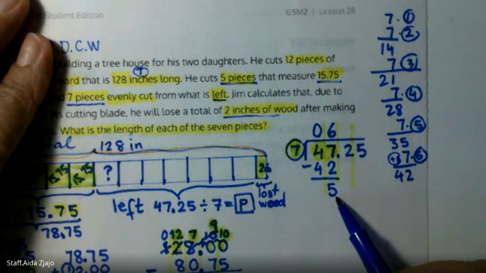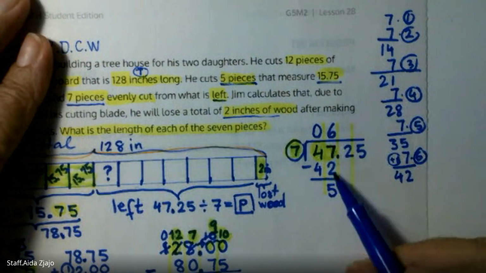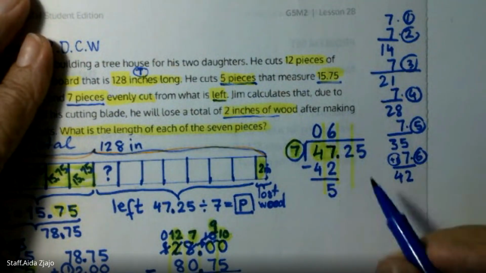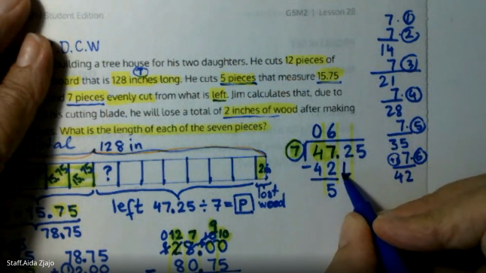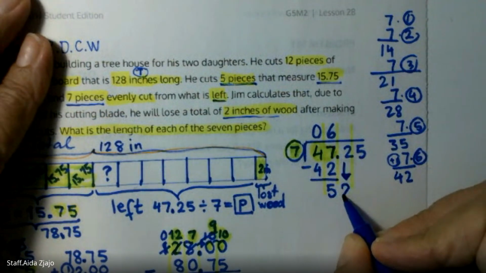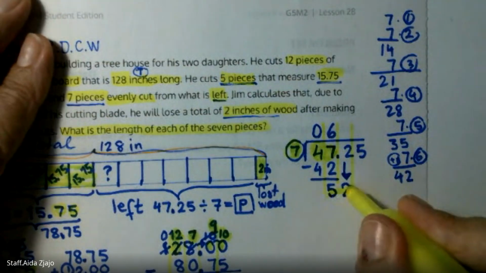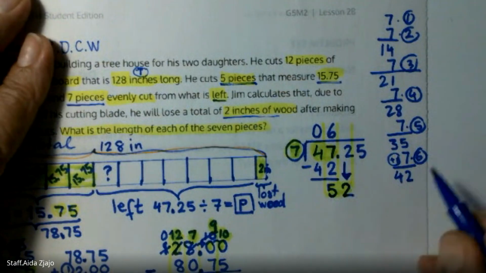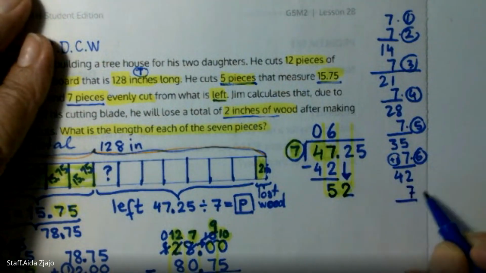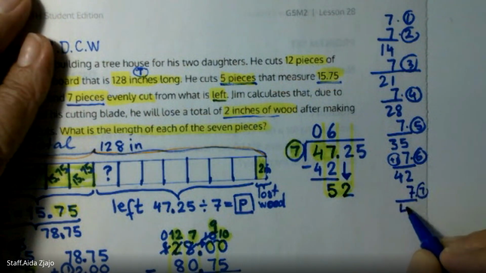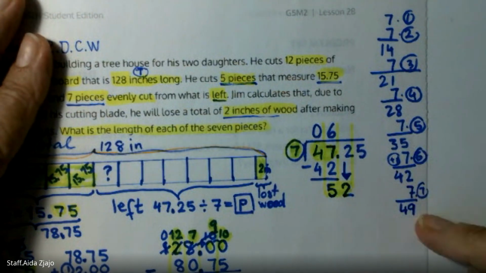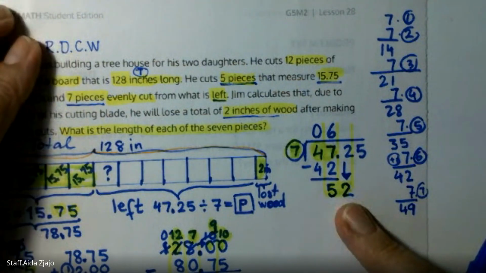And then I have left 47 minus 42 is 5. Now I'm going to bring down 2, and now my number is 52. So I have to keep going. If I have 7 more, that would be 7 times 7, and it will be 49. If I add one more, that would be much more than 52.